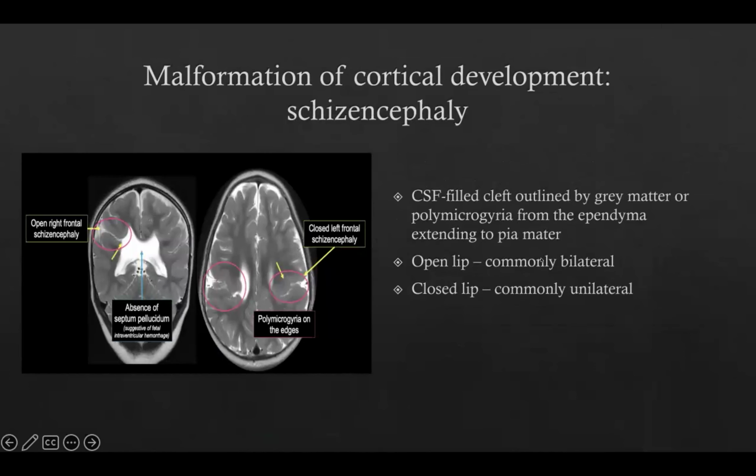Okay, next is schizencephaly. Schizencephaly is basically a CSF-filled cleft outlined by gray matter, or polymicrogyria. So this is outlined by abnormal gray matter. This cleft will be seen extending from the ependyma to the pia. If it goes all the way, we call it open-lip schizencephaly. If it's disrupted halfway, we call it closed-lip schizencephaly. So when you see a defect outlined by gray matter, think of schizencephaly.